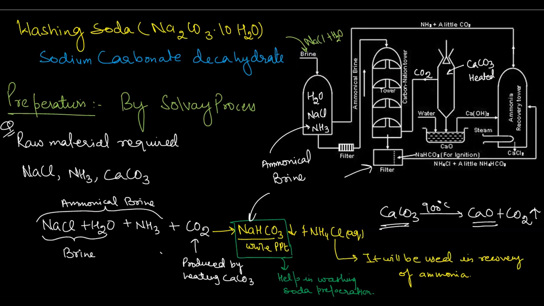What is ammoniacal brine? The mixture of salt and water is only brine, but when we mix ammonia gas into it, it becomes ammoniacal brine. This can be a 1 mark question: ammoniacal brine is a mixture of sodium chloride, water and ammonia. Then we pass CO2 to it.